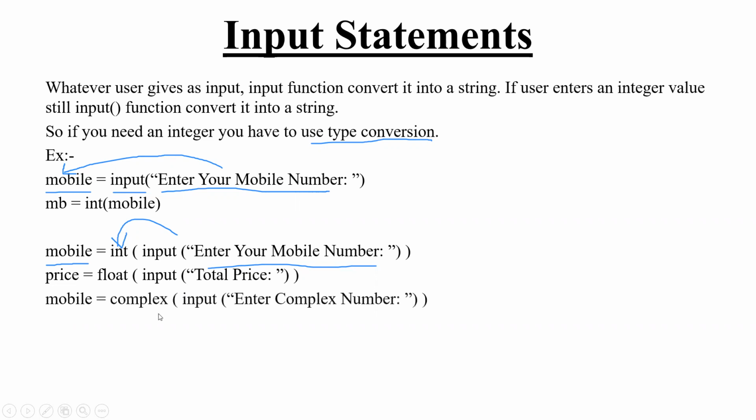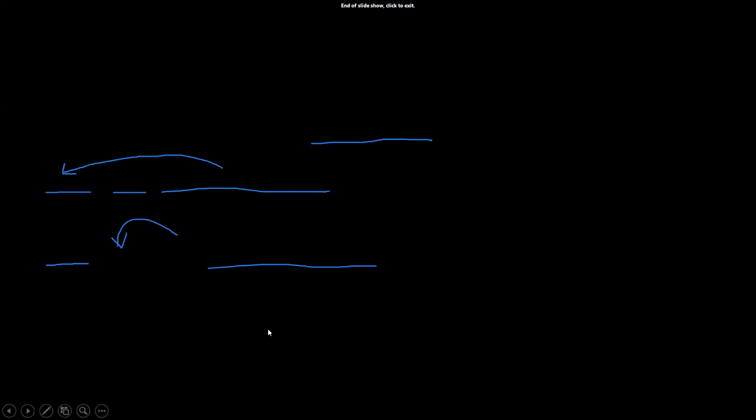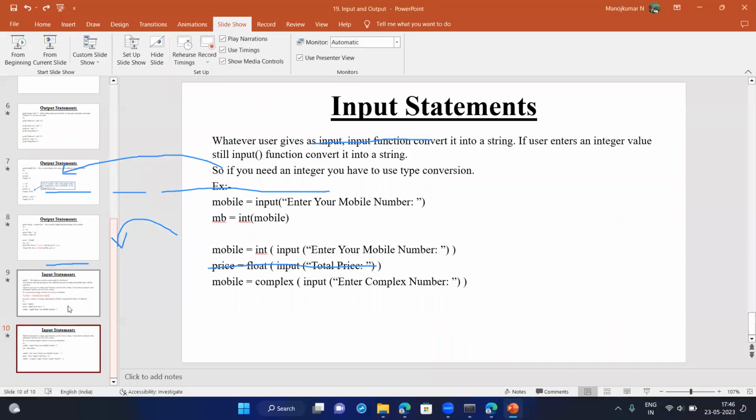Again, one more we will see. If you are giving a complex number, x plus iy like that, it will be taken as a number here. By default it will be in the form of a string, and that will be converted into this data type, that is complex. Integer, float, complex are data types actually. So the entire data will be converted into complex and assigned to mobile. So these are the variables: mobile, price, again mobile. These are all variables here. Again, further, you can see this.